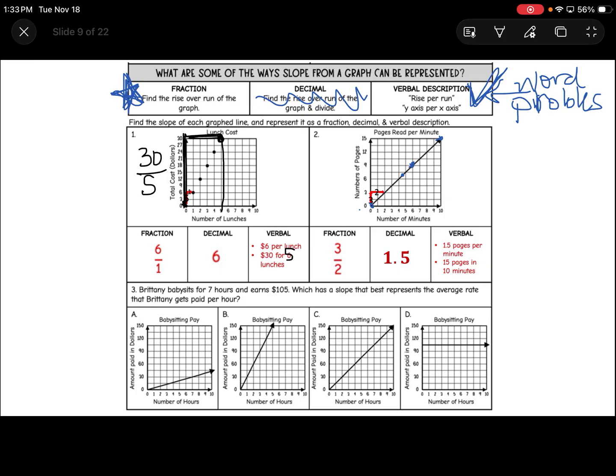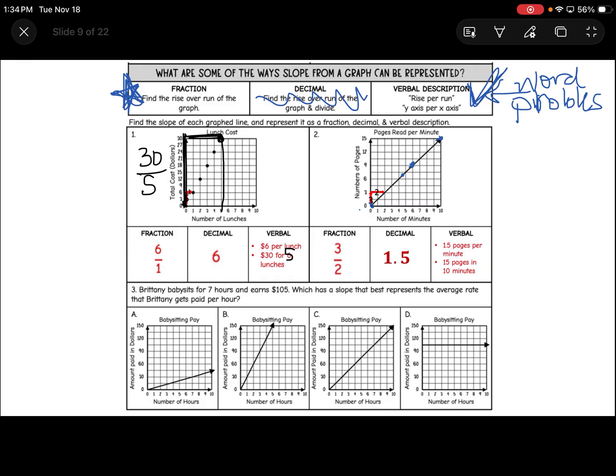Brittany babysits 7 hours and earns $105, which has a slope that best represents the average rate she's making per hour. First of all, is Brittany making any money when she doesn't work? No. I'm trying to find out how much she's making per hour. I would say, well, it needs to start at 0, 0, which automatically means D's off the charts. This says at no hours she makes $105. That'd be great. She's not making $105 just for showing up and staying till the people get home. She's making $105 for 7 hours, which means she would make different money for 8 hours and different money for 6 hours.